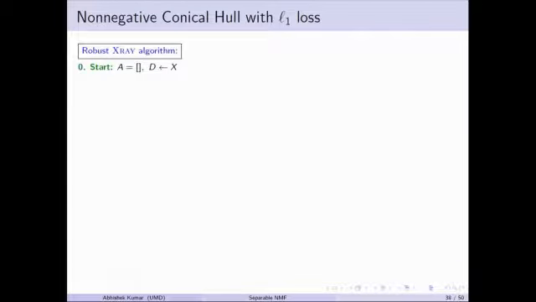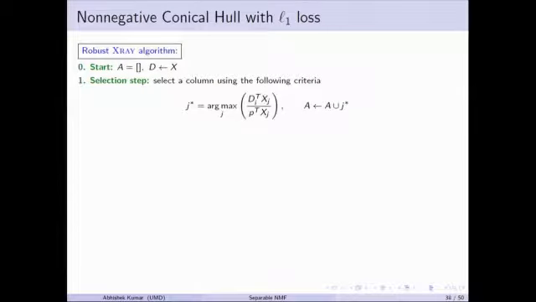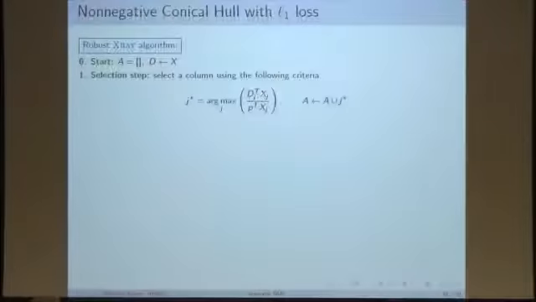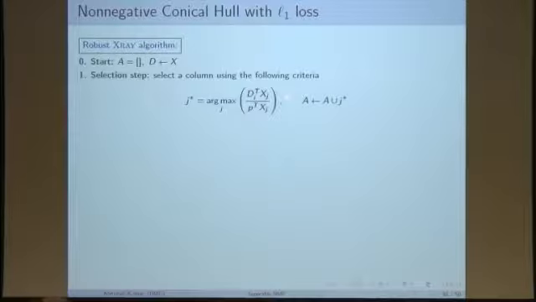We start with an empty anchor set and the matrix D is initialized to X. So the first step is the selection step, where we evaluate this criteria here, and that gives us the next anchor column. So Di is the ith column of D, Xj is the jth column of X, and P is any positive vector. So whichever column of X gives us the maximum value of this criteria, that is selected as the anchor column.